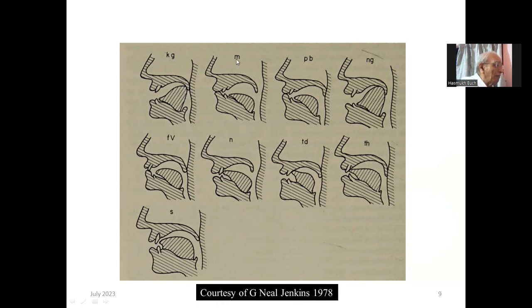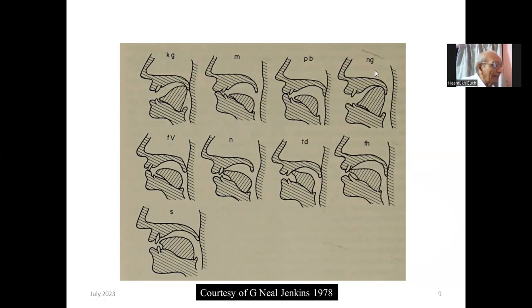But M, yes, the air is passing through the nasal region to emerge out at the nostril. And M means, again, upper and lower lip, they are in contact. And tongue is nowhere in picture as such, not touching the palate anywhere. P and B is like M, you can see. Upper and lower lip are touching, but air is not coursing through the nasal ridge.